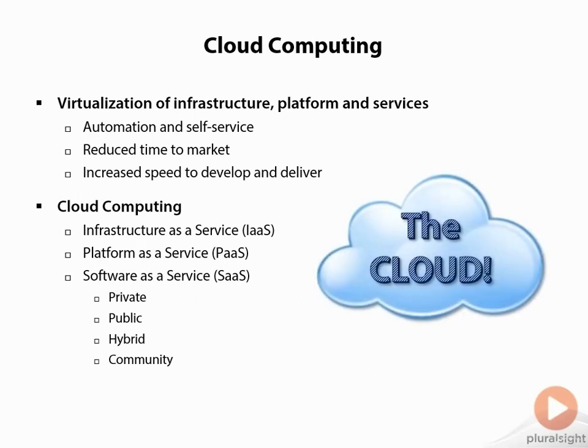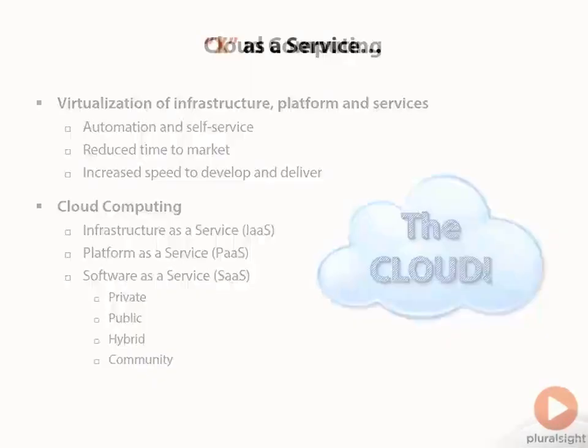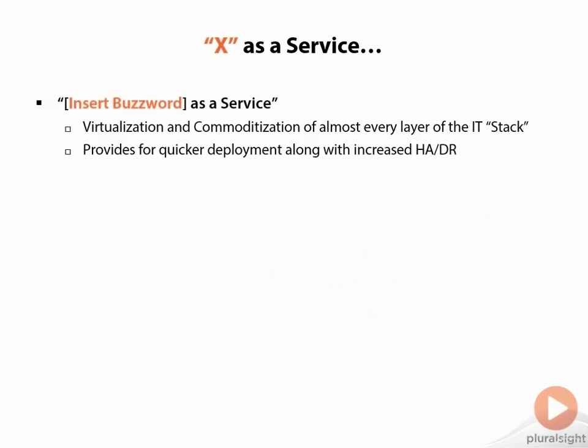All right, that is just what the cloud is, and of course it means different things to different people, but in a nutshell, it is a virtualized infrastructure that provides some level of service, and it gives it in an automated fashion. All right, so along the same lines as I talked about before, we have this new kind of buzzword where it's X as a service, and you can kind of insert the buzzword as a service, whether it be software, it could be security, it could be storage, whatever, as a service. All right, so what we're doing is we're virtualizing and basically commoditizing almost every layer of the IT stack, right?